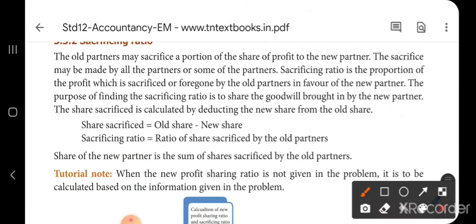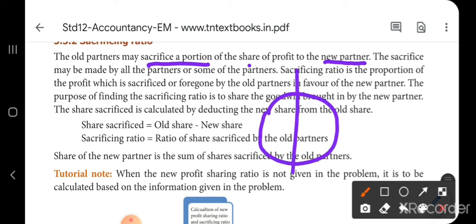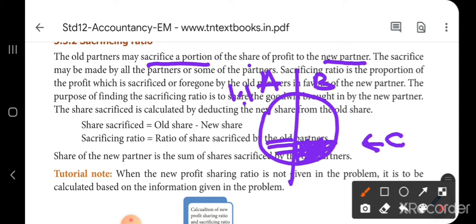Now, sacrificing ratio. The old partner may sacrifice a portion of the share of profits to the new partner. The sacrifice may be made by all the partners or some of the partners. So that means in the example which I told you, A and B are sharing in the ratio 1:1. When C comes in, either A and B can give one portion of the share, or B alone will give and A will not give the share.